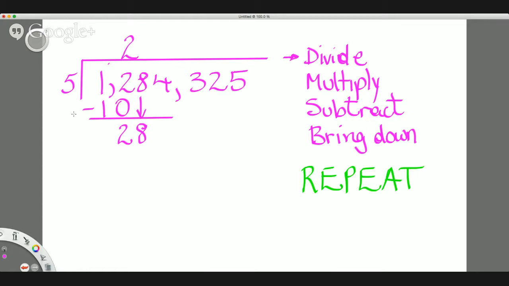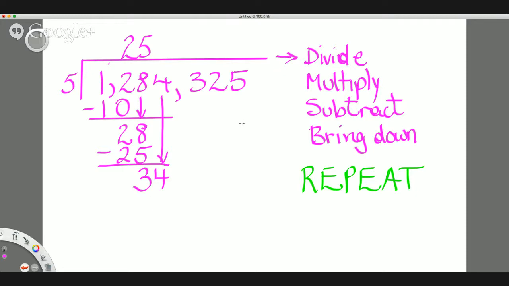28 divided by 5. How many times can 5 go into 28? It can go in 5 times. Make sure you put the 5 over the 8, the last digit in 28. And 5 times 5, right? Time to multiply. 5 times 5 is 25. And then next step, we're going to subtract. 28 minus 25 is 3. And then the next step, we need to bring down. Bring down that 4. Then we go back up to repeat.